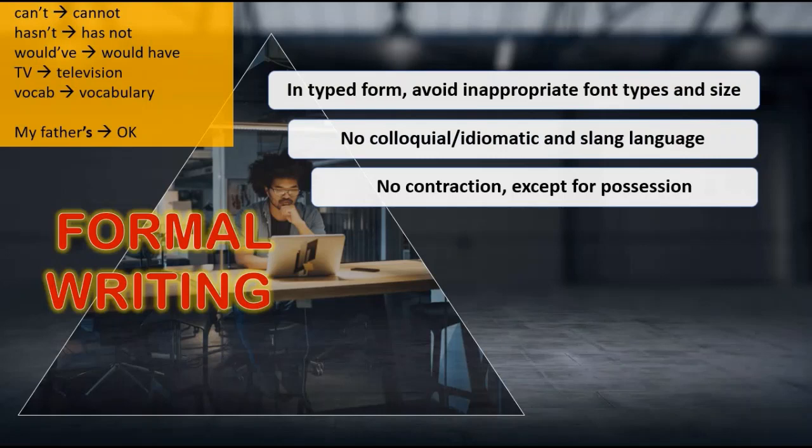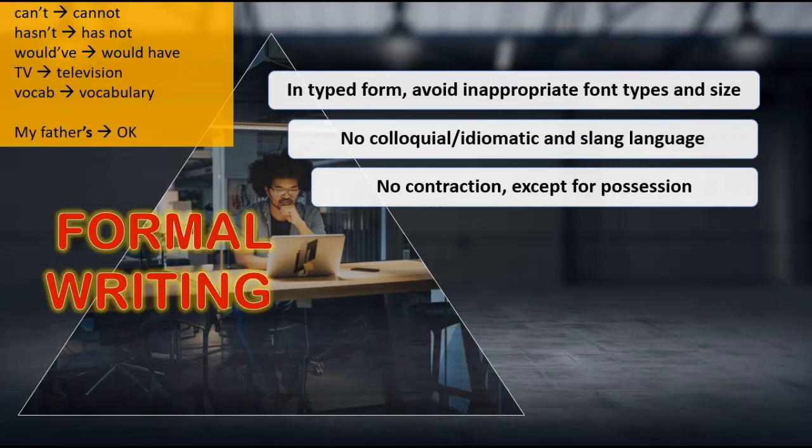Would have into would have. Even for some words which are also shortened, like TV, you must use the longer version, television, and vocab into vocabulary. This rule does not apply to possessions like my father's. You have the apostrophe s to show the possession there. It's okay, Daniel's books, for example, it's okay to use the apostrophe s.